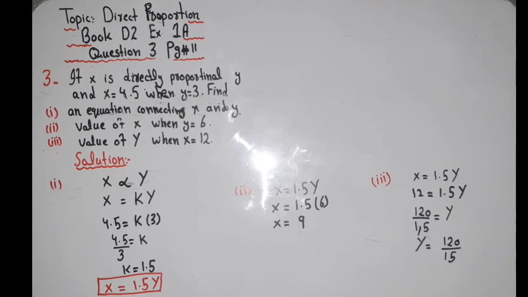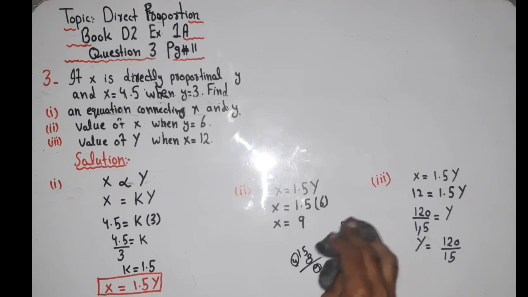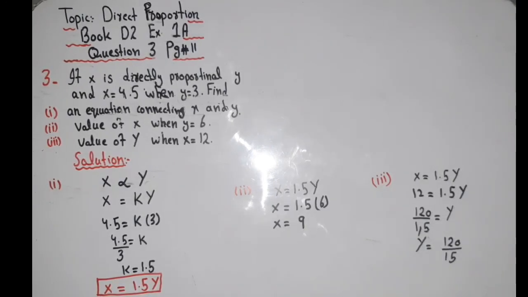If we divide 120 by 15, 15 6s are, 15 8s are 8 5s are 40, 0, 4 carry, 8 1s are 8 and 4 is 12. So 15 8s are 120. We can also do the cutting. If you know the table of 15, 15 8s are 120. So 8 will be our answer.